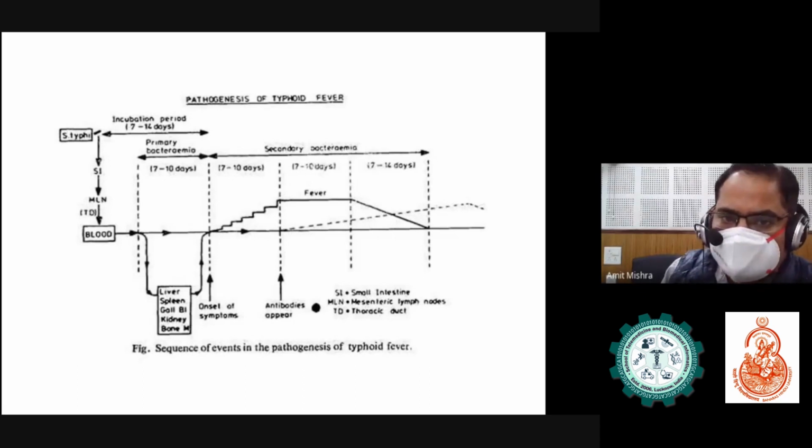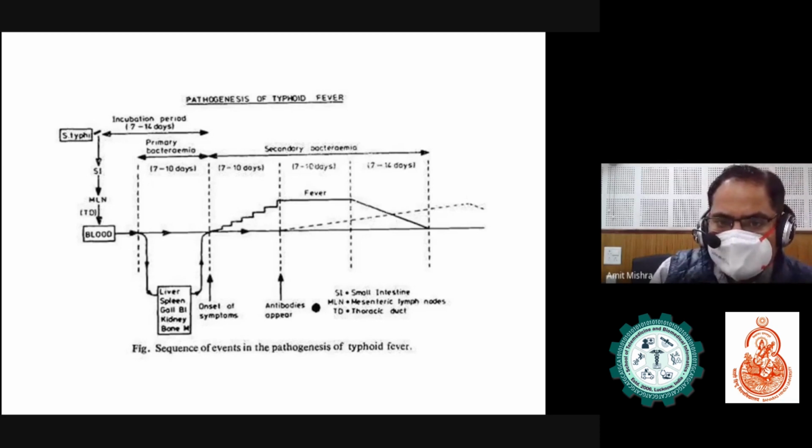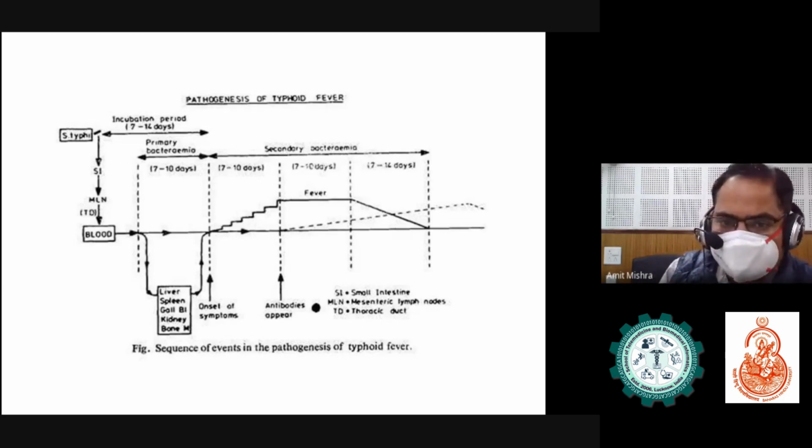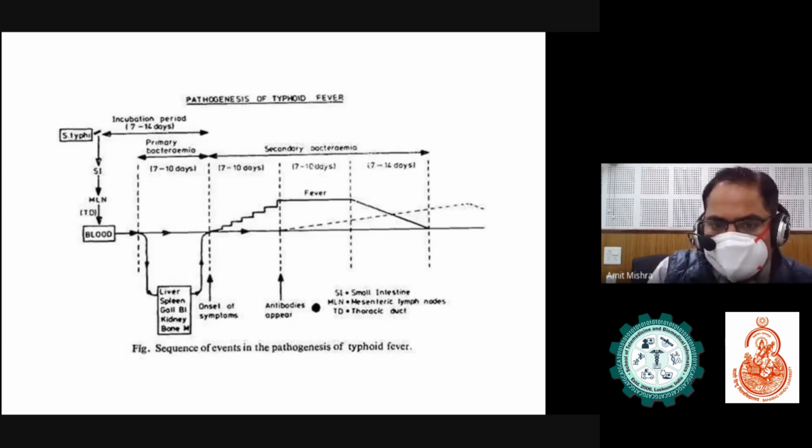You can see the incubation period is 7 to 14 days, and the primary bacteremia is 7 to 10 days, and secondary 7 to 16 days. From the pictures you can see that onset of symptoms comes at around 10 days, and antibodies appear around 14 to 15 days.